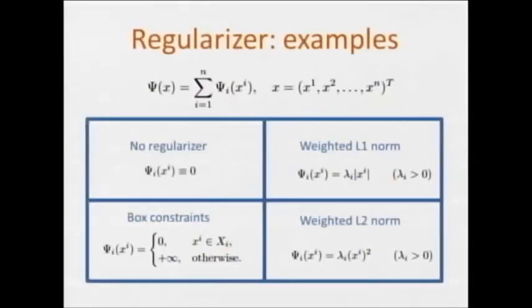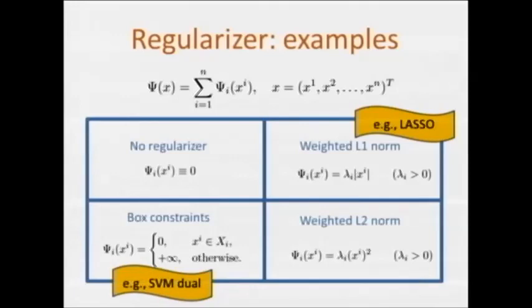Right? So here are some examples for the regularizer. The analysis works whenever this regularizer is separable in these coordinates, or in blocks if you have blocks. So for instance, if it's 0, of course it's separable. Or you can have weighted L1 norm, as in Lasso, right? Or you can have box constraints, as in SVM dual. You can have weighted L2 norm, and so on. So separable things work well for the theory.